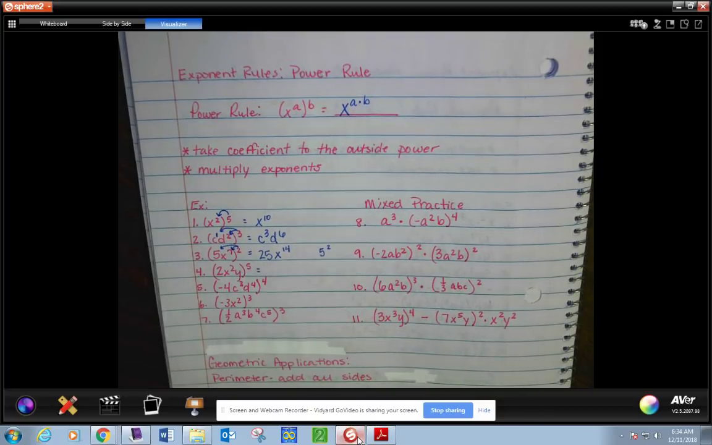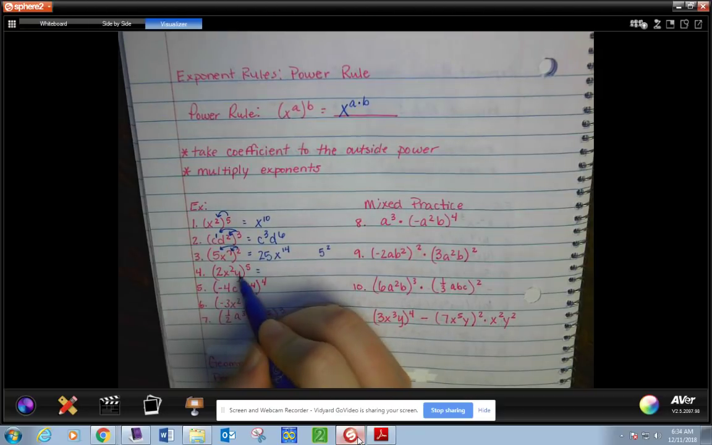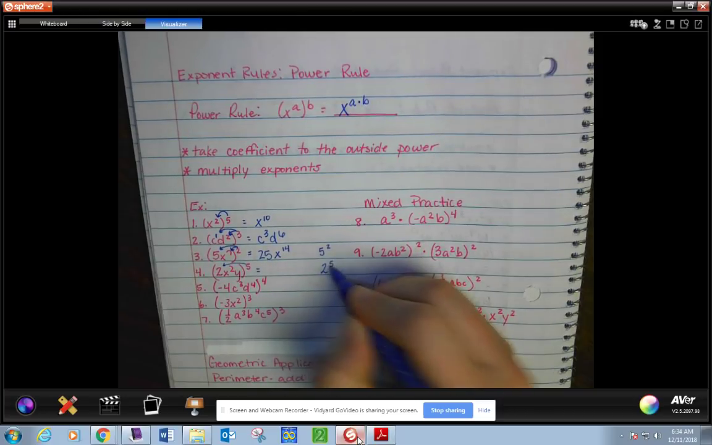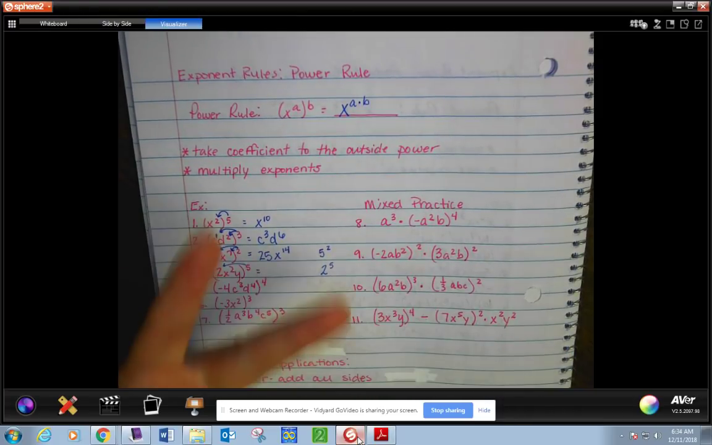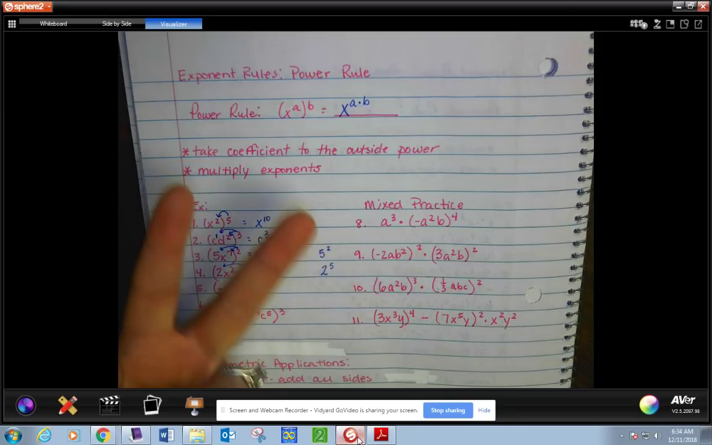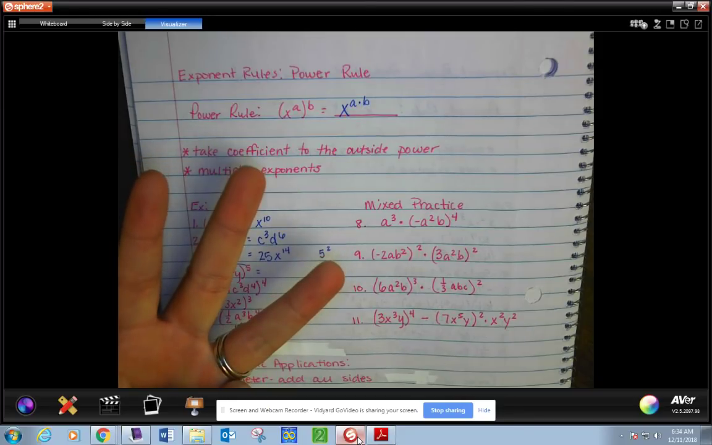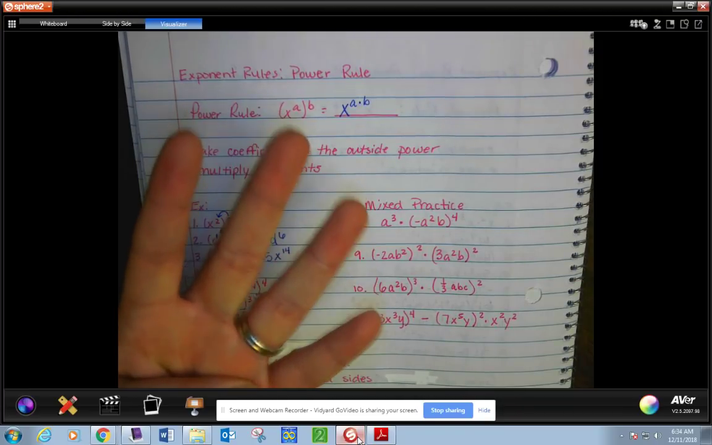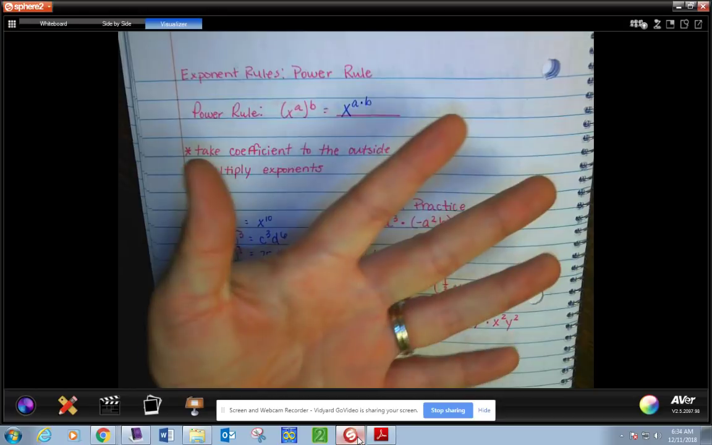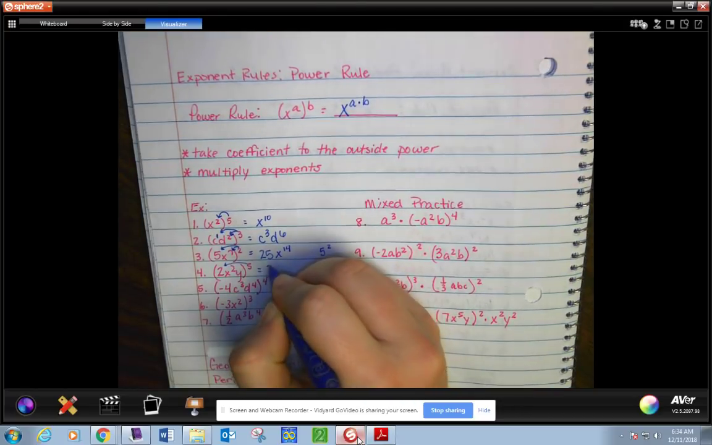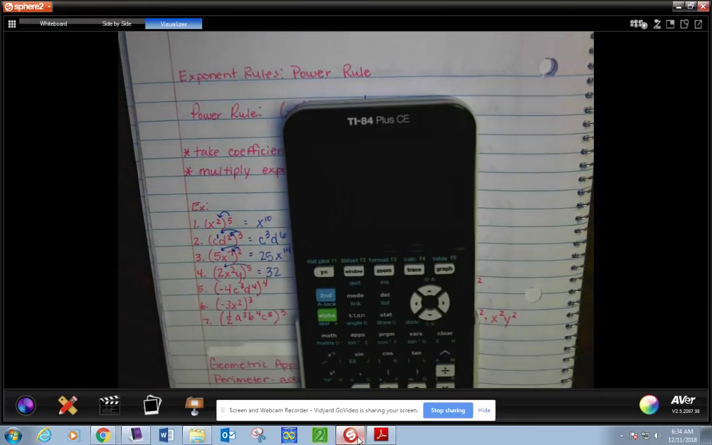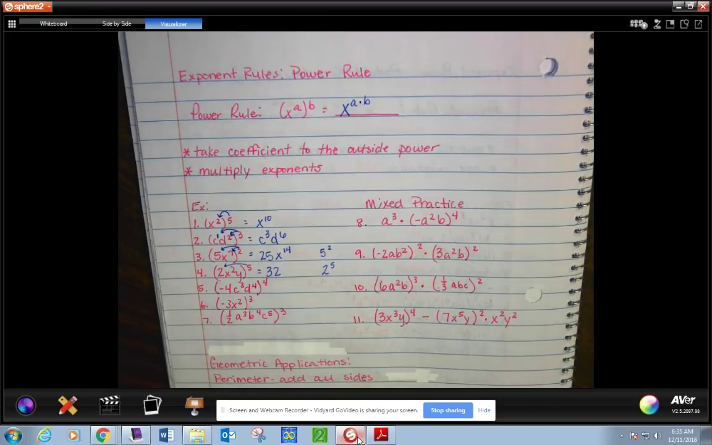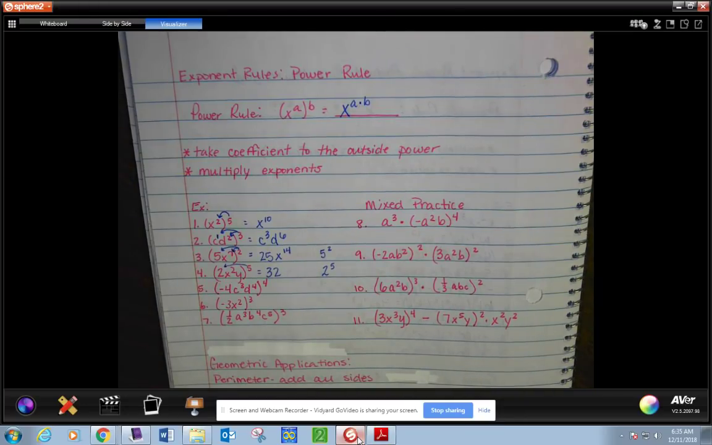Okay, for my next example, I have 2x squared y all to the 5th. I'm going to take the 5 and put it on 2. So the first thing we're going to do is 2 to the 5th. That means 2 times 2, which is 4. 4 times 2, which is 8. 8 times 2, which is 16. And 16 times 2, which is 32. Or in your calculator, you can just do 2 to the 5th. Okay? But hopefully y'all can do some of these in your head.